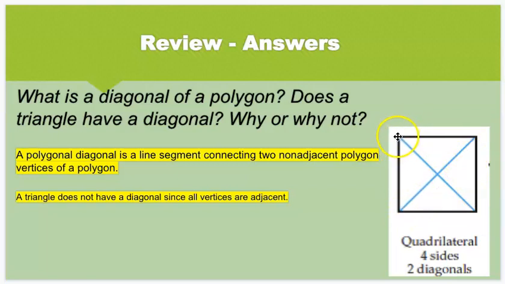So if I went from this vertex to this vertex, you notice those are not adjacent. Adjacent vertices are ones that are right next to each other. So I've drawn two diagonals in this quadrilateral. Did you try it with a triangle? A triangle does not have a diagonal since all vertices are adjacent to each other.